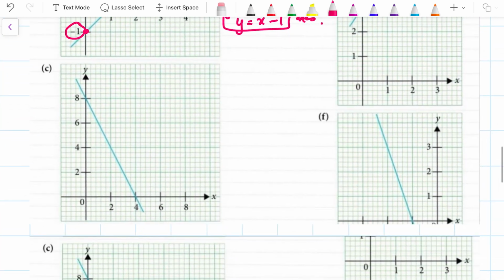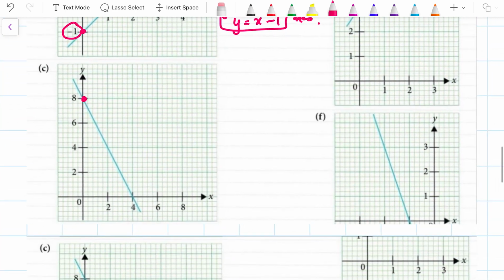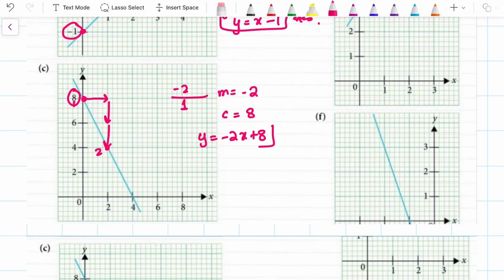Now let's look at the third part. This is one grid point. This is another grid point. So from the one point to the second point, we run 1 unit and we go down by 2 units. So the gradient is -2. What is the c here? The value of c here is 8. So y equals -2x plus 8.